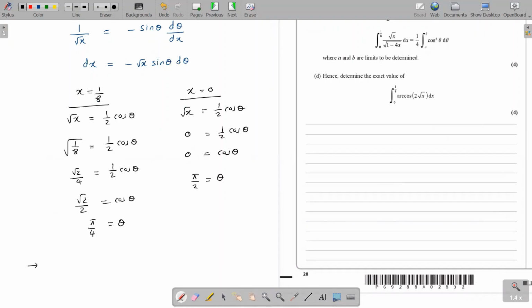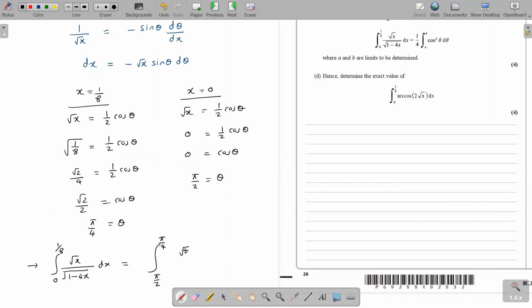So coming back to the sum, it's the integral from 0 to 1 over 8 of root x over root 1 minus 4x dx. This is what we are supposed to integrate. So let's substitute the limits. 0 becomes pi over 2. The upper limit 1 over 8 becomes pi over 4.